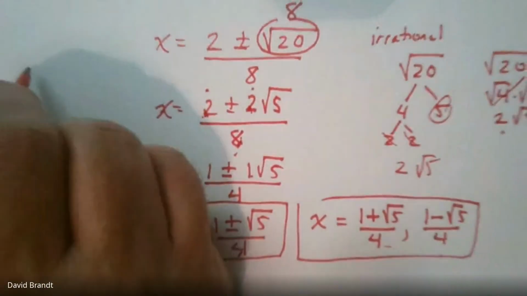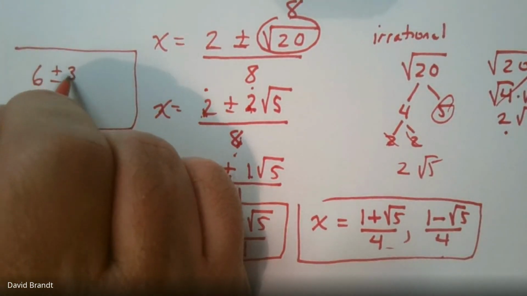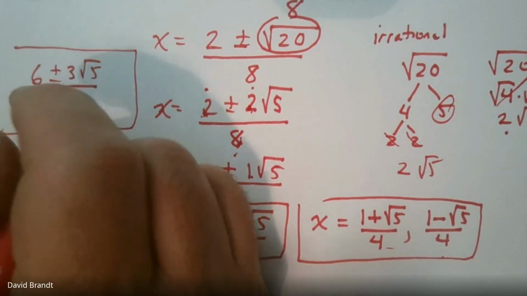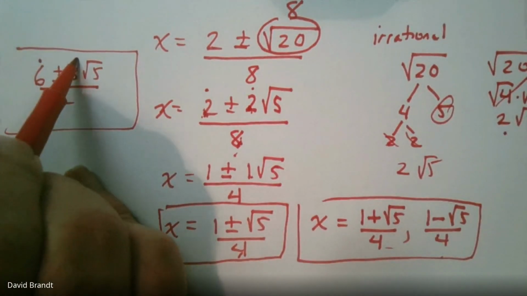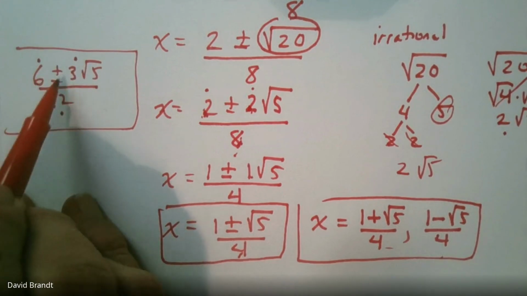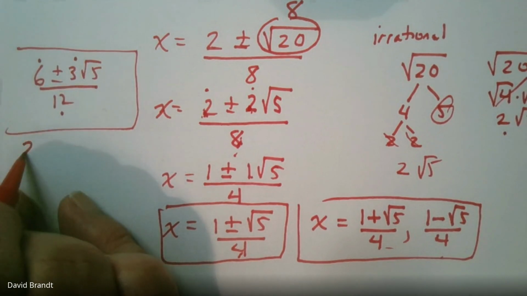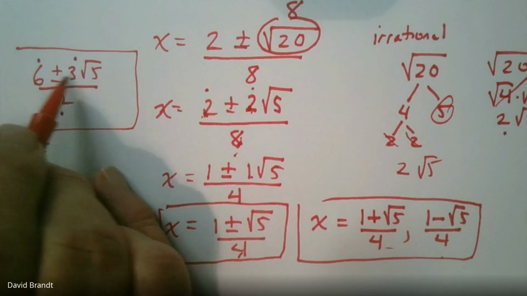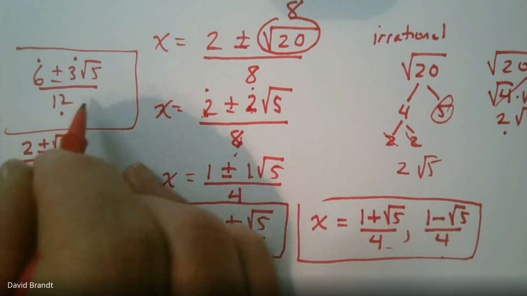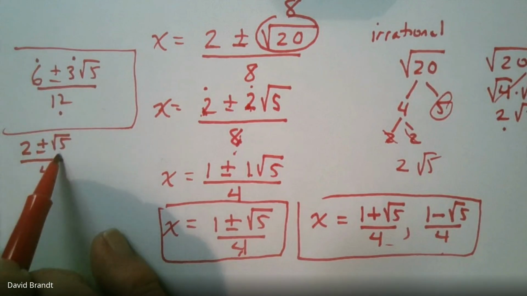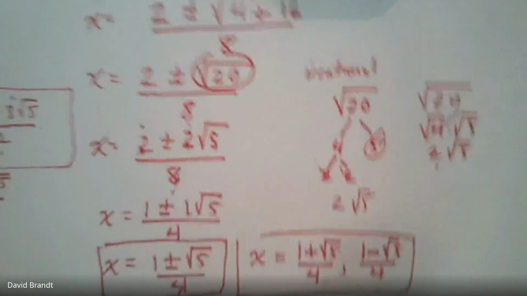Now, let me give you another example. Suppose I had, just pretend, 6 plus or minus 3 square roots of 5 all over 12. Could you reduce that? You would have to reduce the 6, the 3, and the 12 all by the same number. Can you do that? Yes, you can reduce them all by 3. That would be 2. That would be a 1. You don't have to write the 1. And that reduced by 3 is 4. So that's another example of how you would reduce something like that. All right, I just made that up. That has nothing to do with this problem.